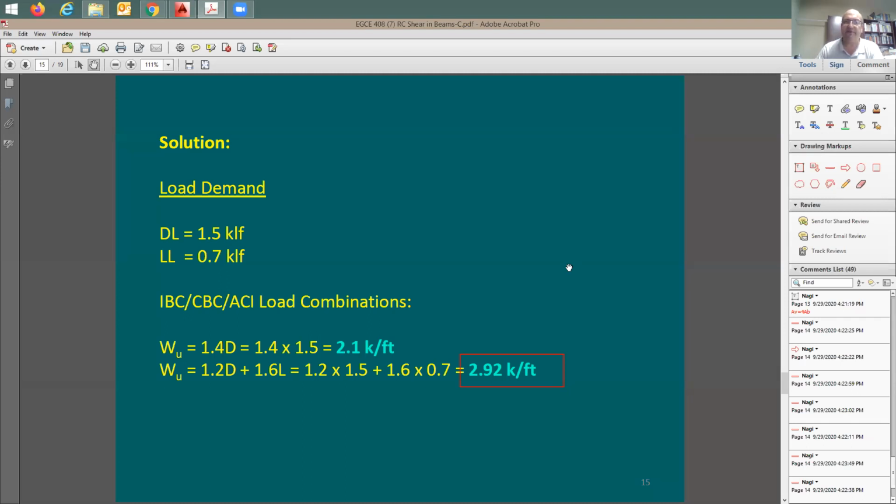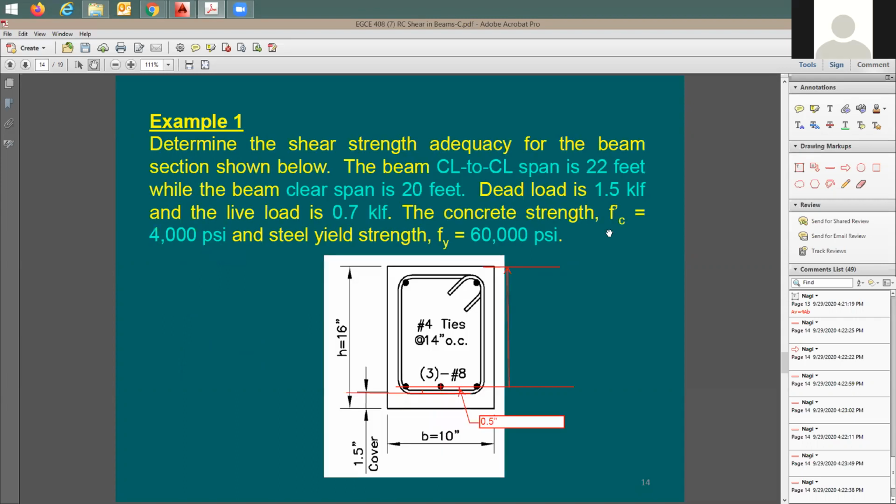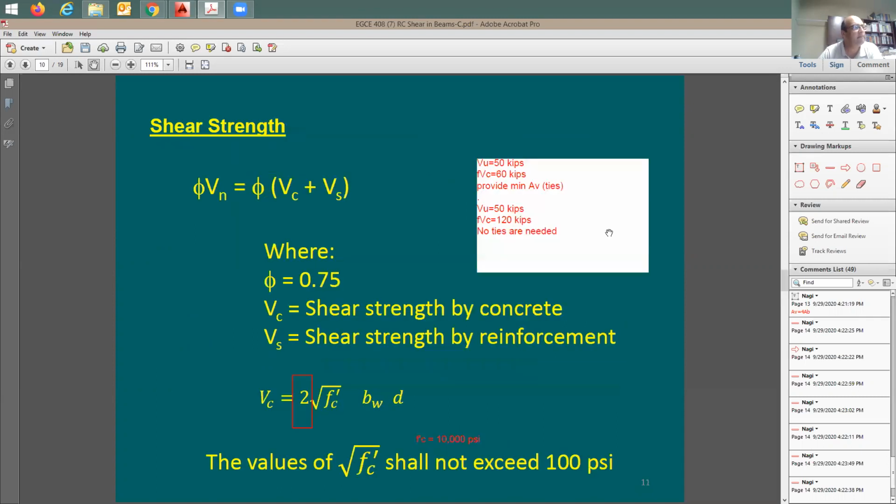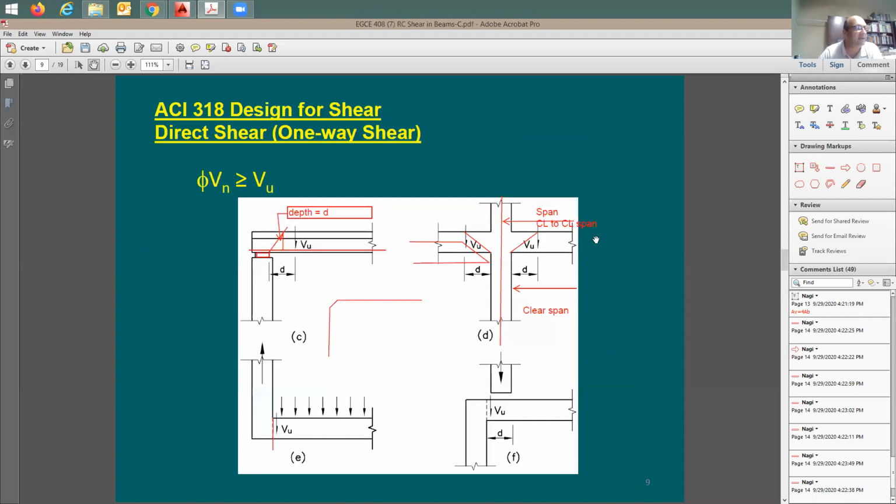Very similar to the first exercise that we have done for rectangular section with tension reinforcing only. So it's going to be 2.92 kip per foot. This is great. Now I need to figure out the shear demand. This reminds me, if I go back a few slides, the critical section is going to happen at 45 degrees, which means at a distance d away from the face of support. So I need to draw it and see where exactly the shear is going to be happening.